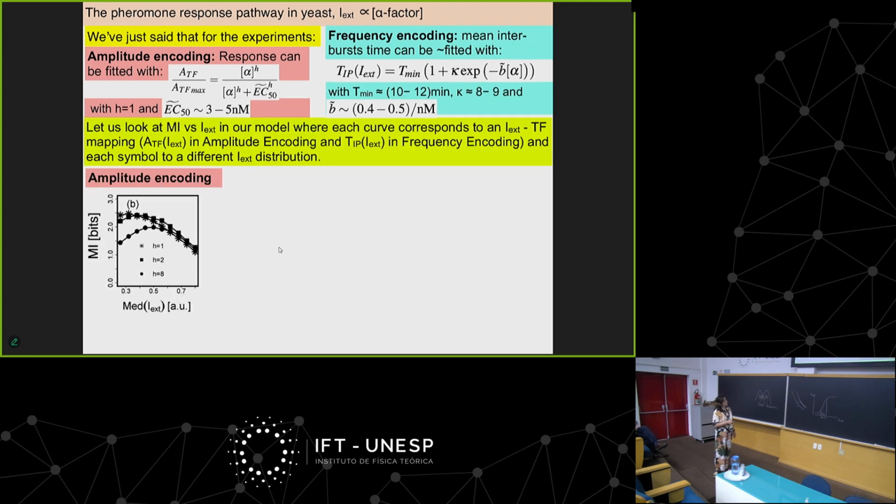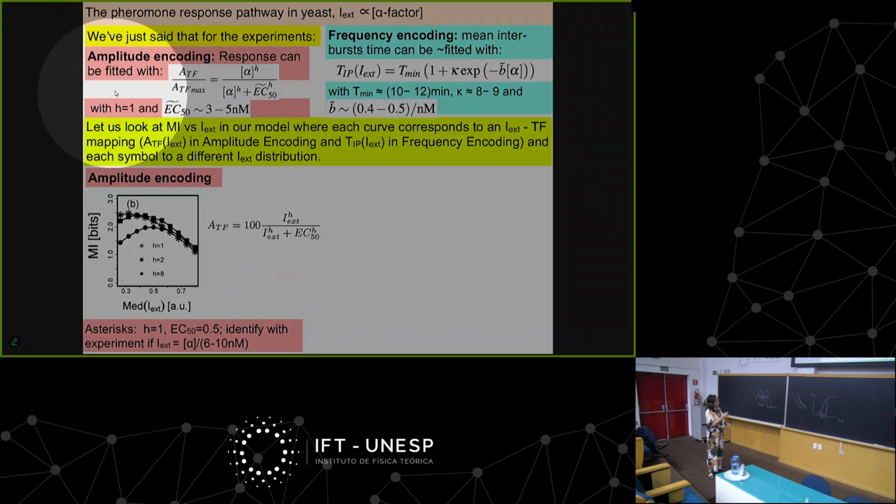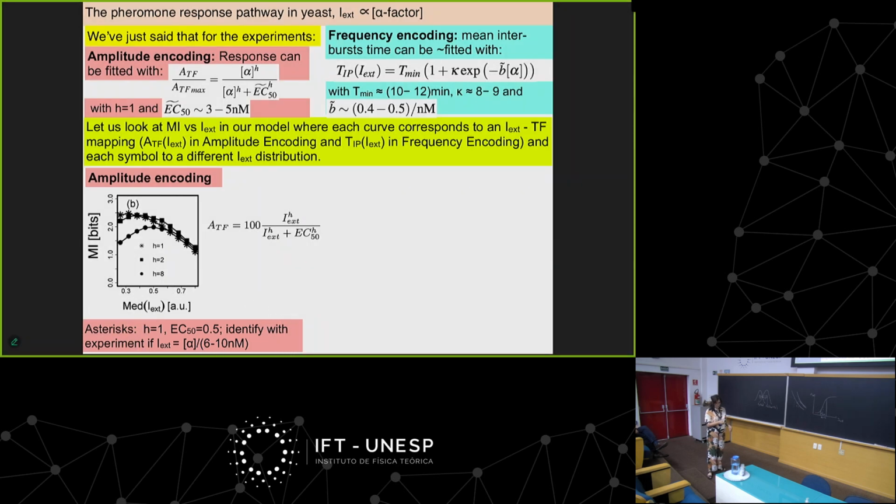And for the model, everything is dimensionless. I mean, the time is not, but the stimulus strength is dimensionless. So we need to go from the dimensionless to the dimensional. What we observe in the experiments is that H is equal to 1 and EC50 is between 3 and 5 nanomolar. So we pick the curve with H equal to 1, and we transform our dimensionless EC50 in a way that our 0.5 for this curve could correspond to 3 or 5 nanomolar. That means making this transformation.